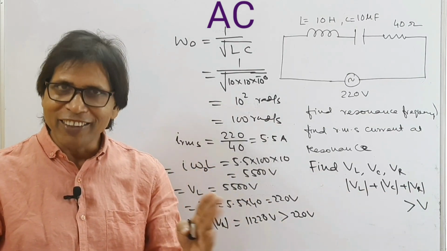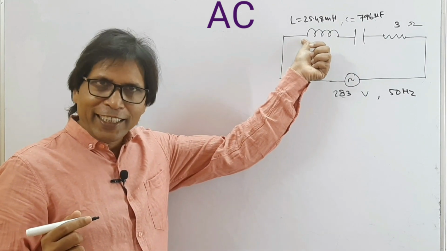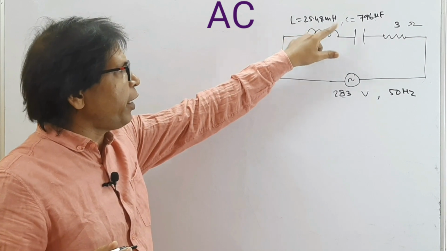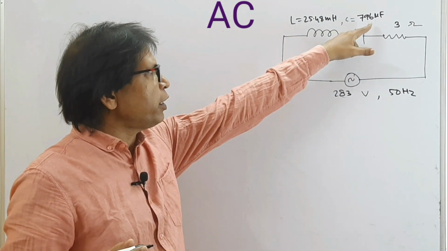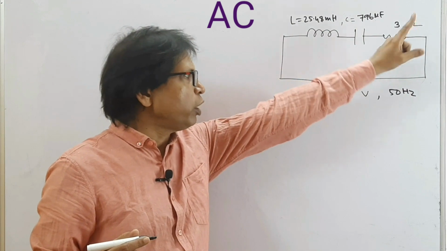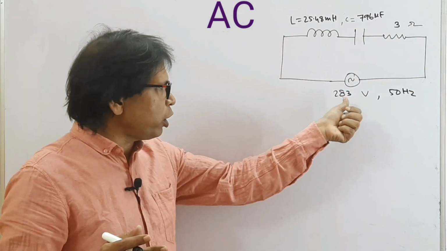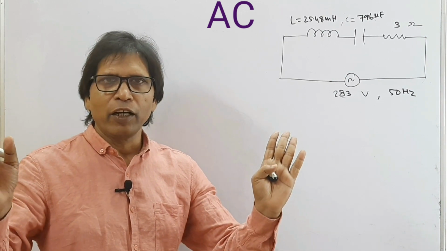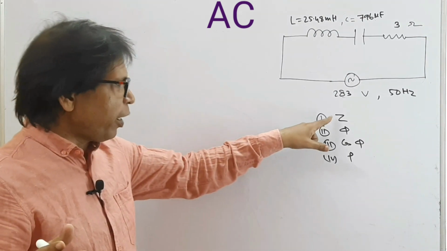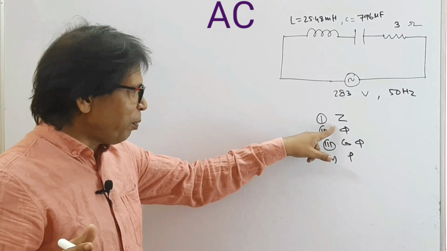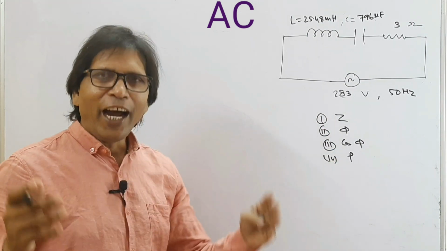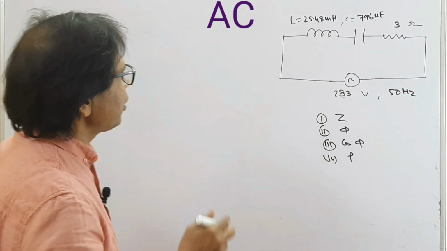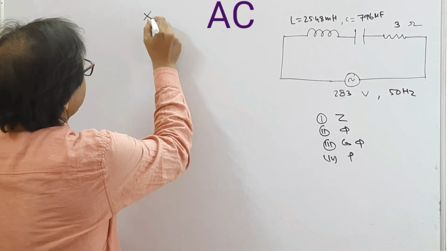Okay, understood? In a series LCR circuit, L equal to 25.48 millihenry, C equal to 796 microfarad, R equal to 3 ohm, and an AC voltage of 283 volt, 50 Hz is applied to the LCR series circuit. We have to calculate the impedance, the phase difference, power factor, and power dissipated in the circuit. Now, first of all, impedance. First of all, XL.